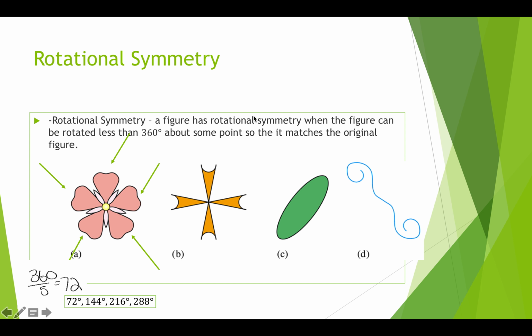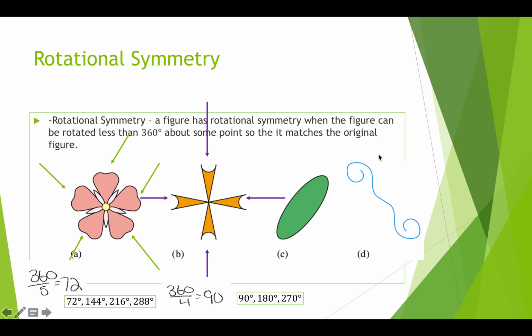Let's do B. There are 1, 2, 3, 4 parts. So now I'm going to divide 360 by 4. That gives me 90 degrees. What degree are we more comfortable with? So my answer would be 90 degrees, 180, and 270. Again, don't write 360 in your answer.